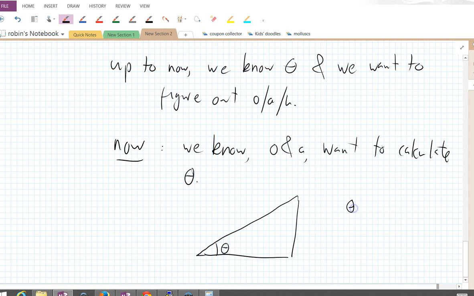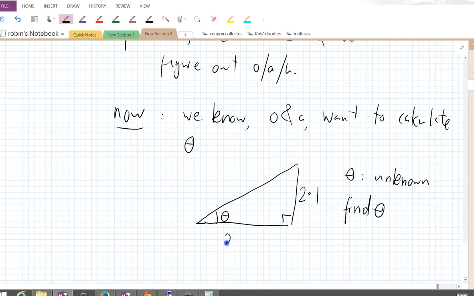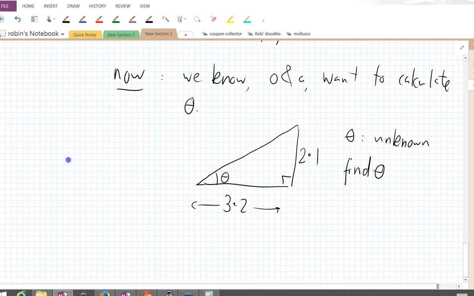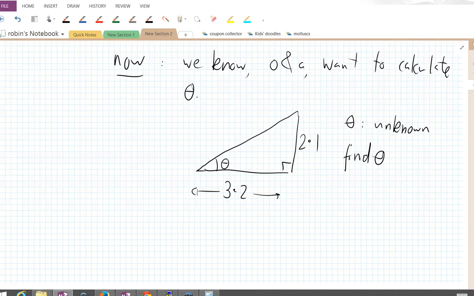Theta. In this case, theta is unknown. We want to find theta. There's a right angle, we might know about the sides. This one here might be, let's say, 2.1, and this one might be 3.2. We want to know what that angle is there. It's obviously got a value, but we want to find out what it is.